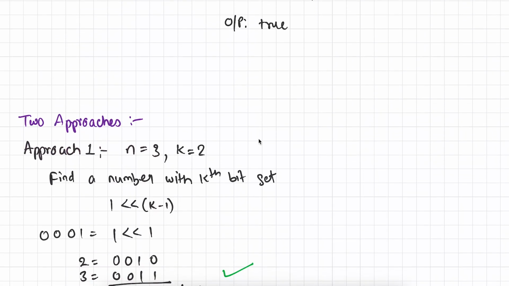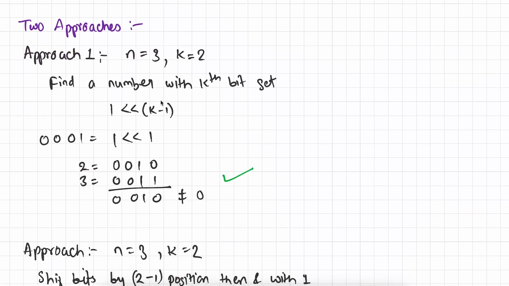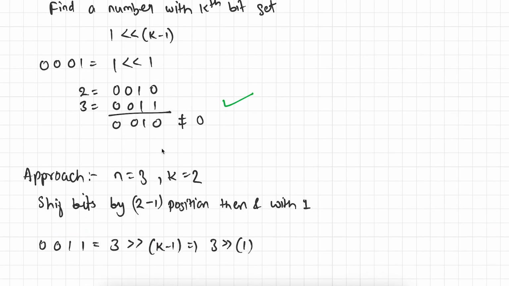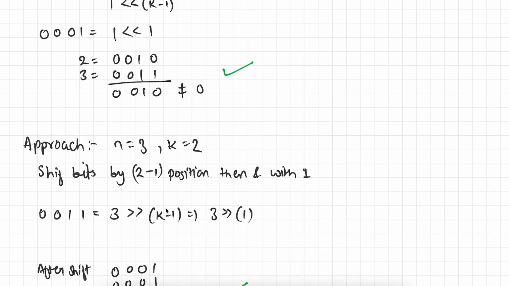Clear? So we have discussed two approaches to solve this problem. Approach 1 is to find a number whose kth bit is set. And how to find that? Simply use the left shift operator with 1, and we left shift by k minus 1 positions. And the second approach is simple: shift the bits of a number n towards the right side by k minus 1 positions, and then simply do bitwise AND with 1, and you get a number that is not equal to 0. If the number is not equal to 0, it means the kth bit is set.